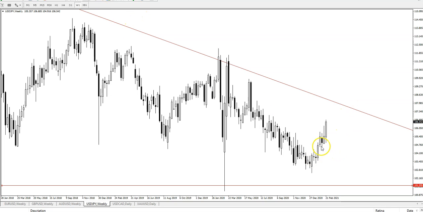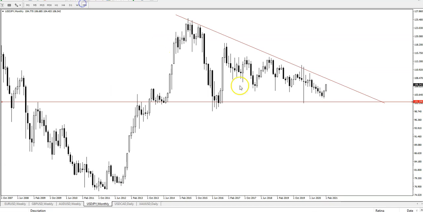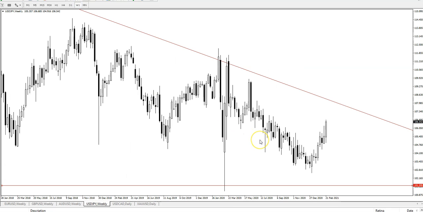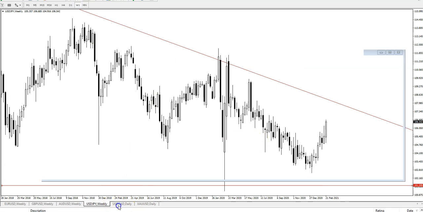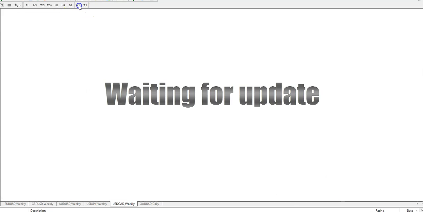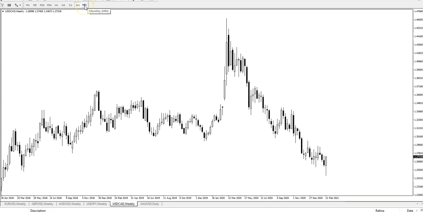I would love to see price break out before I even do anything, because the range is getting narrower and narrower. It's not something I want to be in. It's just too choppy. Okay. That's yen. CAD. Oh, CAD, which is very strong.